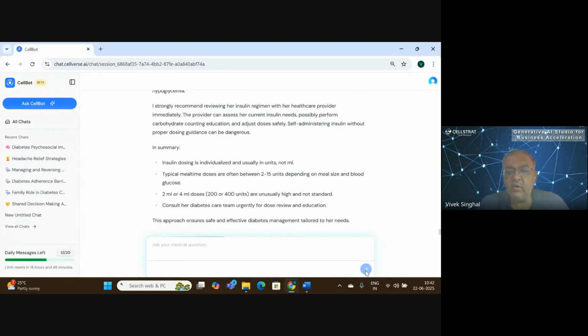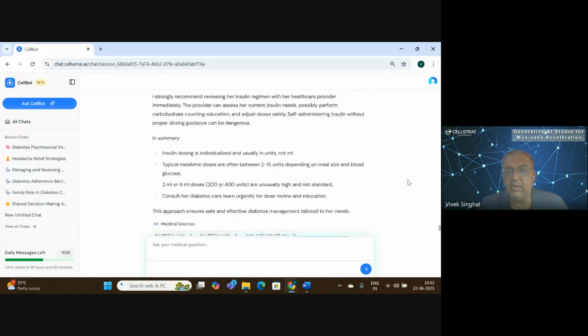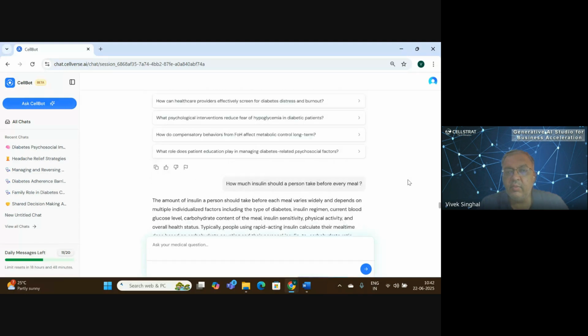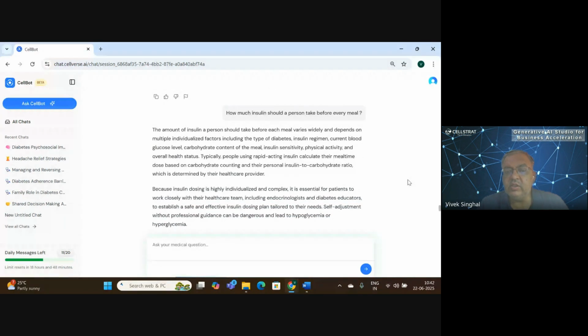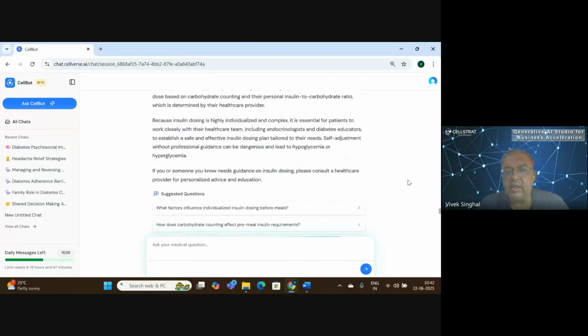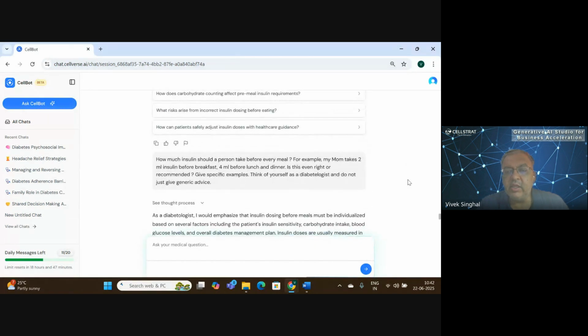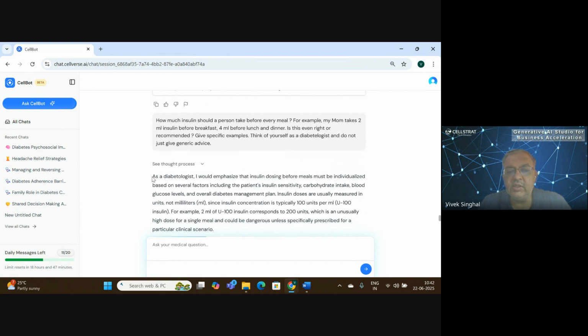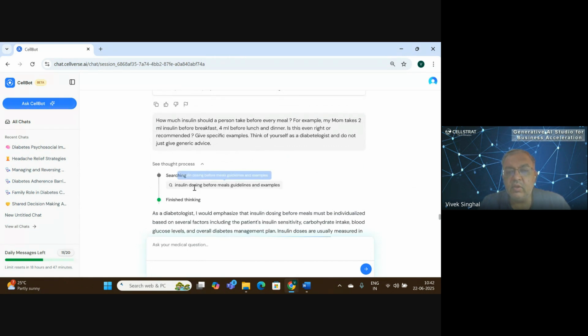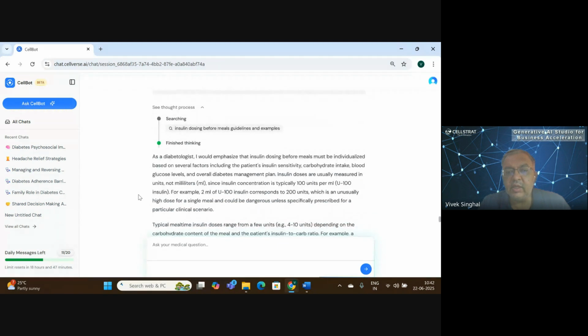So you notice the answer got significantly altered. If you compare it to the previous question, how much insulin should a person take, it was giving a general kind of answer, right? Now I gave it a very specific example, that my mom takes 2 ml insulin before breakfast, 4 ml before lunch. And then I asked it to think of itself like a diabetologist doctor. So now see, it even changed the prompt to be asked.